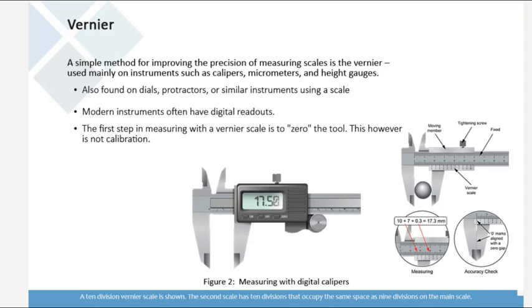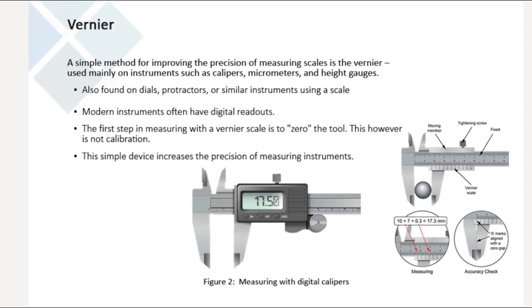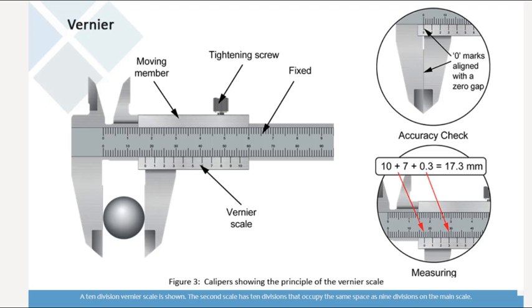The first step in measuring with a vernier scale is to zero the tool. This, however, is not calibration. As with all measuring devices, make sure the surfaces are clean and in good shape. This simple device increases the precision of measuring instruments. A 10-division vernier scale is shown. The second scale has 10 divisions that occupy the same space as 9 divisions on the main scale.